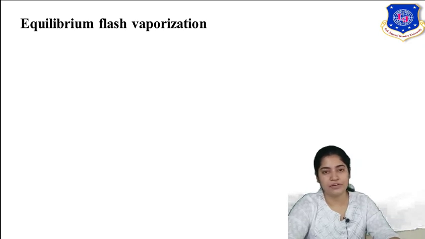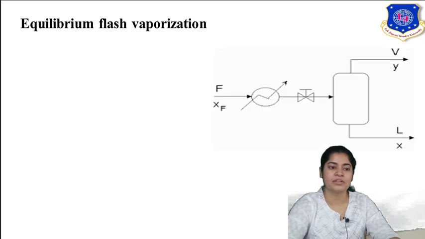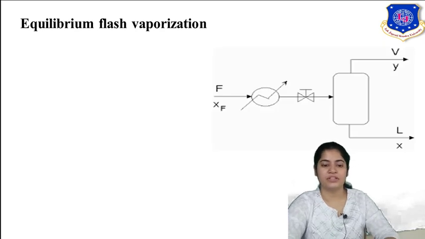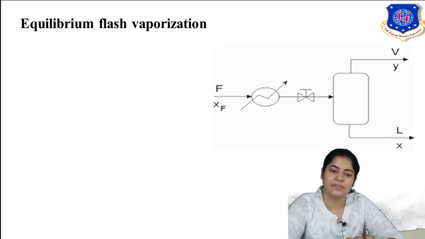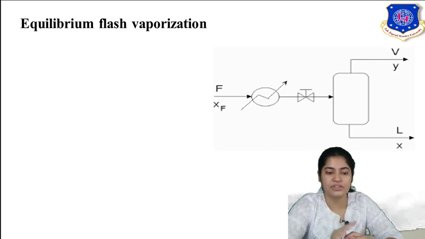The third type of distillation you do is the equilibrium flash vaporization. Now the arrangement is this way. What actually happens here is, first of all, the feed. You have taken a sample.